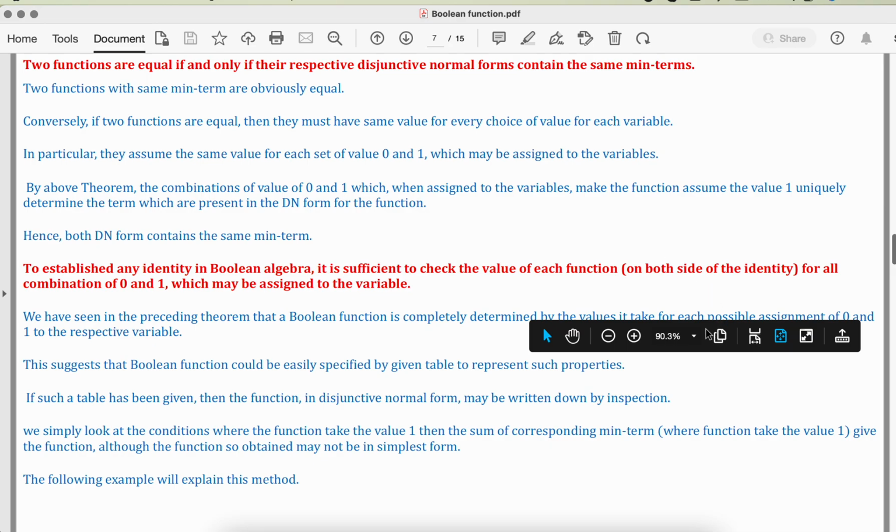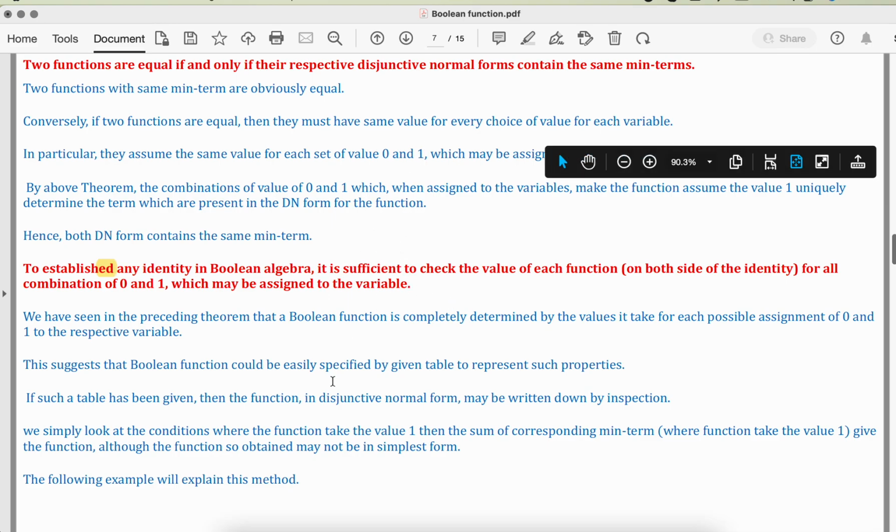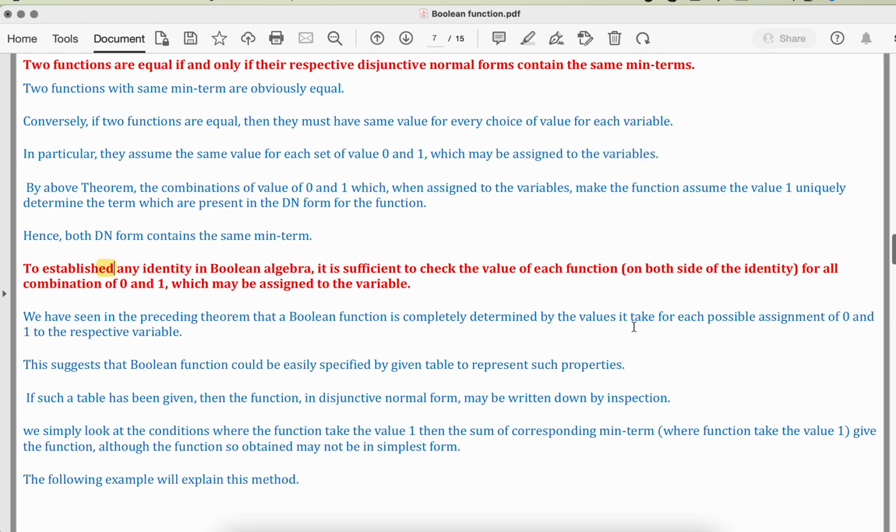Now next, to establish any identity in Boolean algebra, it is sufficient to check the value of each function on both sides of the identity for all combinations of 0 and 1 which may be assigned to the variables. We have seen in the preceding theorems that a Boolean function is completely determined by the values it takes for each possible assignment of 0 and 1 to the respective variables.